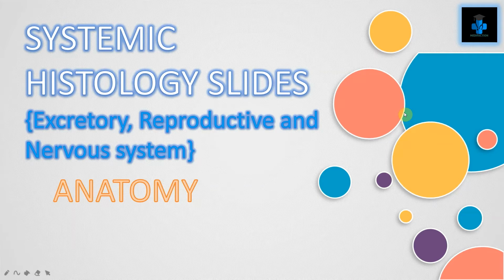Today, let's learn about some important systemic histology slides based on excretory, reproductive, and nervous system.